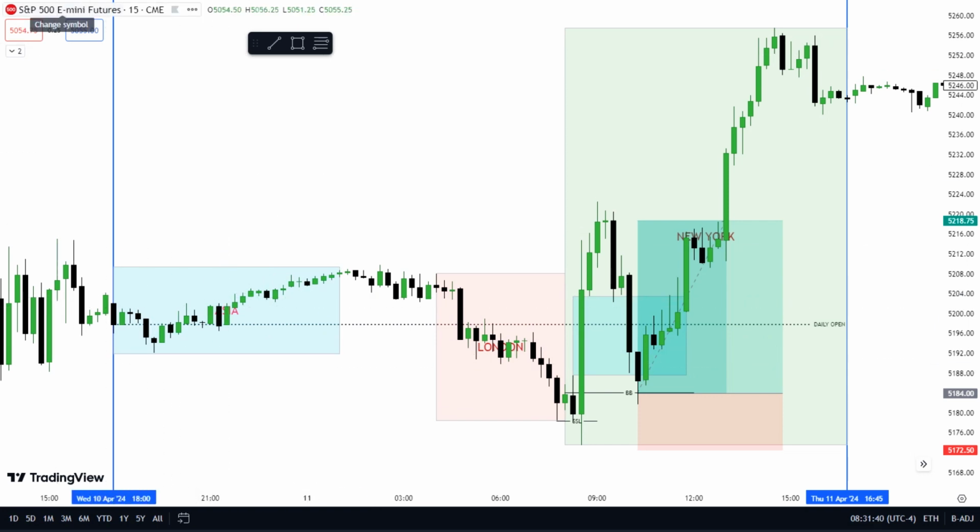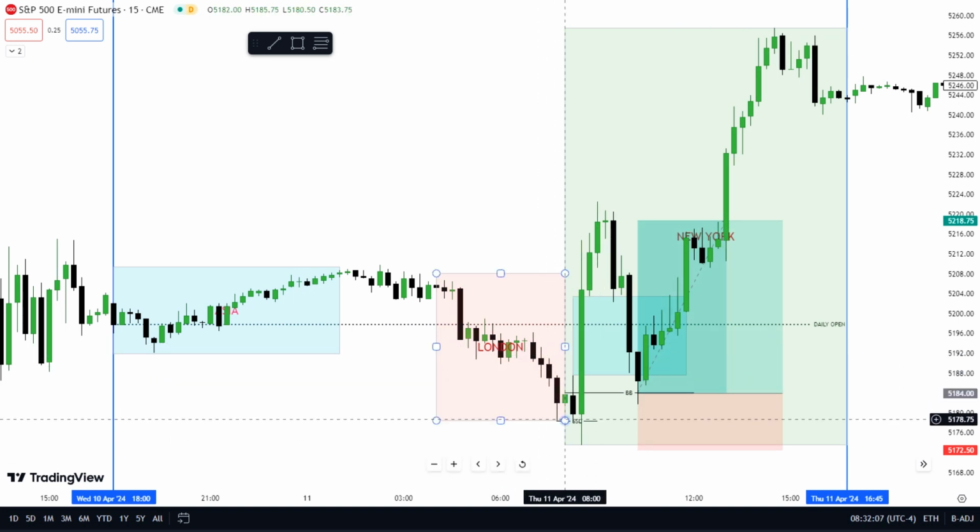So as you can see, this is ES, S&P 500 E-mini in the futures market. So this is my daily open. This is Asia. So as I said, we don't want to be trading on the Asian session. We want to skip it. We also want to skip London. Don't even try to look for opportunities on the London session.